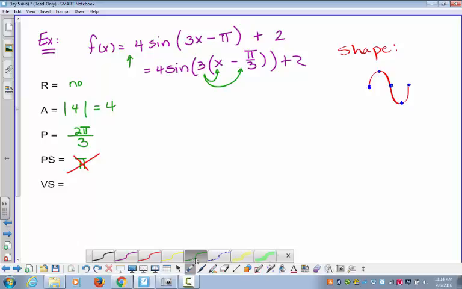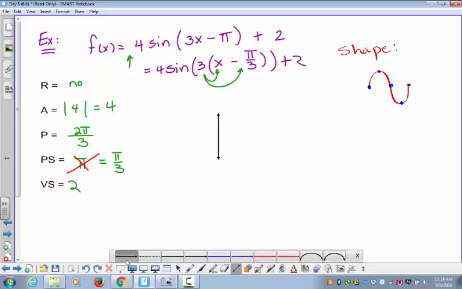So our phase shift is not pi, what's the phase shift? Yeah, pi over 3. That's the phase shift. Opposite of what we see. We see a minus pi over 3, so the phase shift is plus pi over 3, which means shift to the right pi over 3. So we go to our graph.